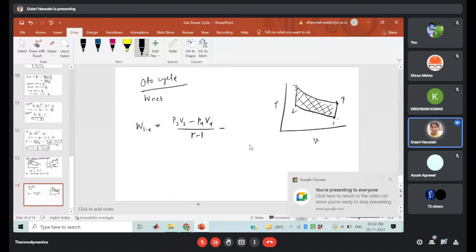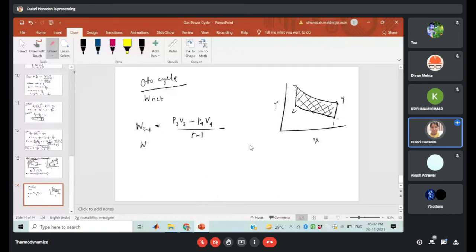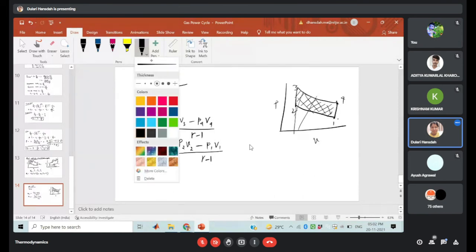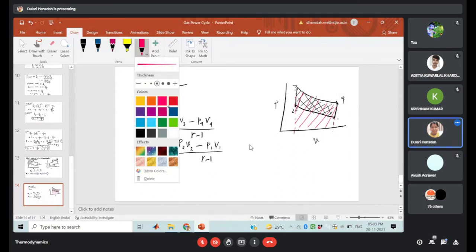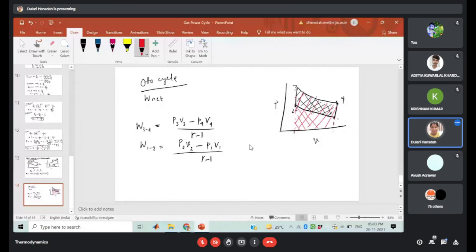Right. Similarly, the process 1 to 2 is also a reversible adiabatic process, so that is your compression work. So I can write it here: P2 V2 minus P1 V1 upon gamma minus 1. So how will the area under this curve come? Let me draw this one. First we find the reversible work, then we find the area under this curve 1 to 2. Then this will be the work, and this portion will get cancelled.